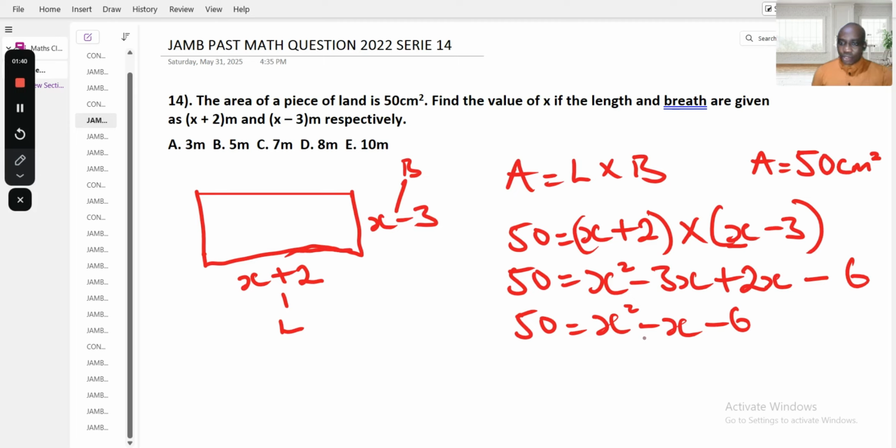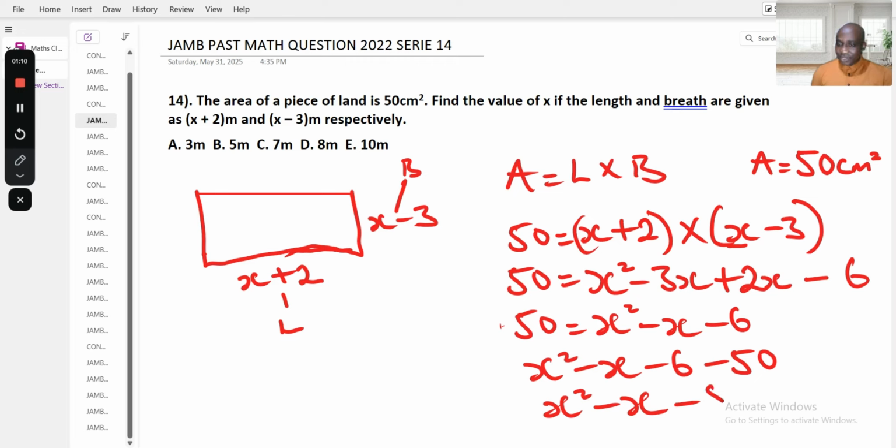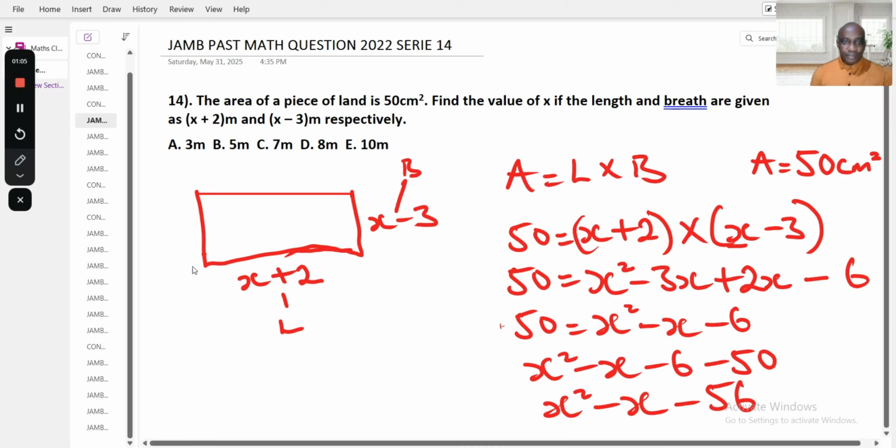Now, the next thing we are going to do is collect this 50 and move it to the other side to go and meet minus 6. Therefore, our answer will be x squared minus x minus 6. It means that there is a plus here, an invisible plus. By the time it jumps across the equals sign, it will change to minus 50. Therefore, x squared minus x minus 6 minus 50. It means that you are owing 6 naira, you are still owing 50 naira. Your debt is increasing. Therefore, we have minus 56.